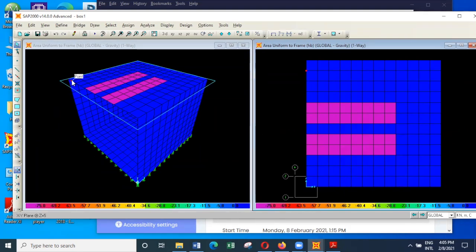Another thing I want to tell you is, can you remember we talked about haunches? If you have a haunch, you can have thin elements here and represent the variation of the thickness of the shell element also. You can indicate the variation by having thin elements with different thicknesses. That's also possible. Then you can analyze the structure.